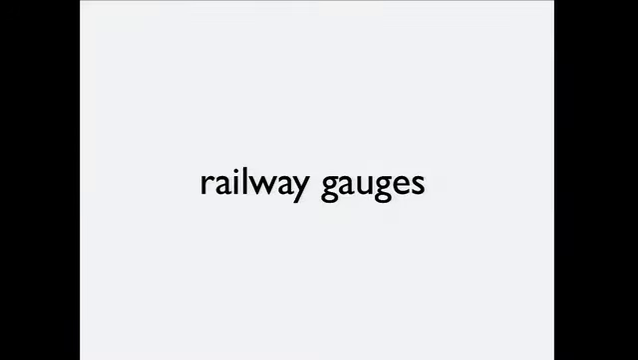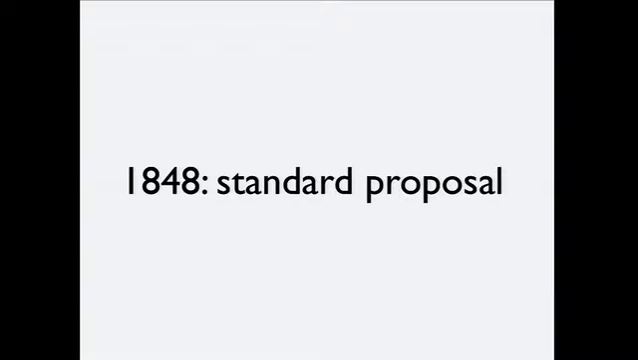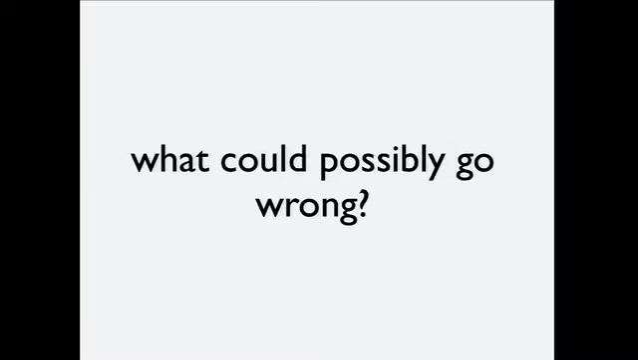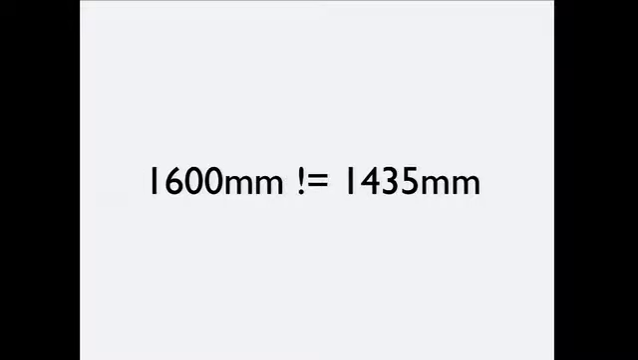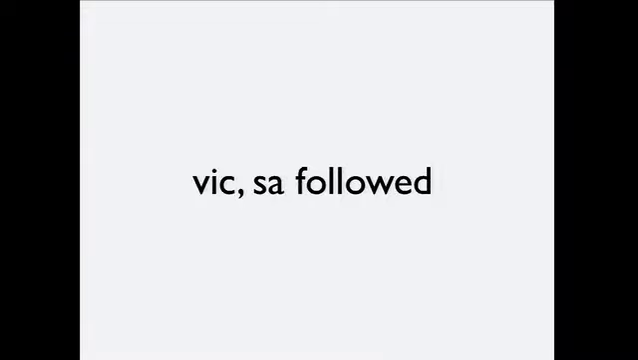So if we look at a quick case study, I've got 4 minutes or something left, so we'll quickly have a look at railway gauges down under. In 1848, there was a standard proposed. It was about 1.5 meters is the gauge between railway lines. And all 3 colonies at the time agreed. So what could possibly go wrong? Some guy came along, and in 1851, they went Irish. So they went for 1600, which was not 1435, and the other 2 colonies ended up following.